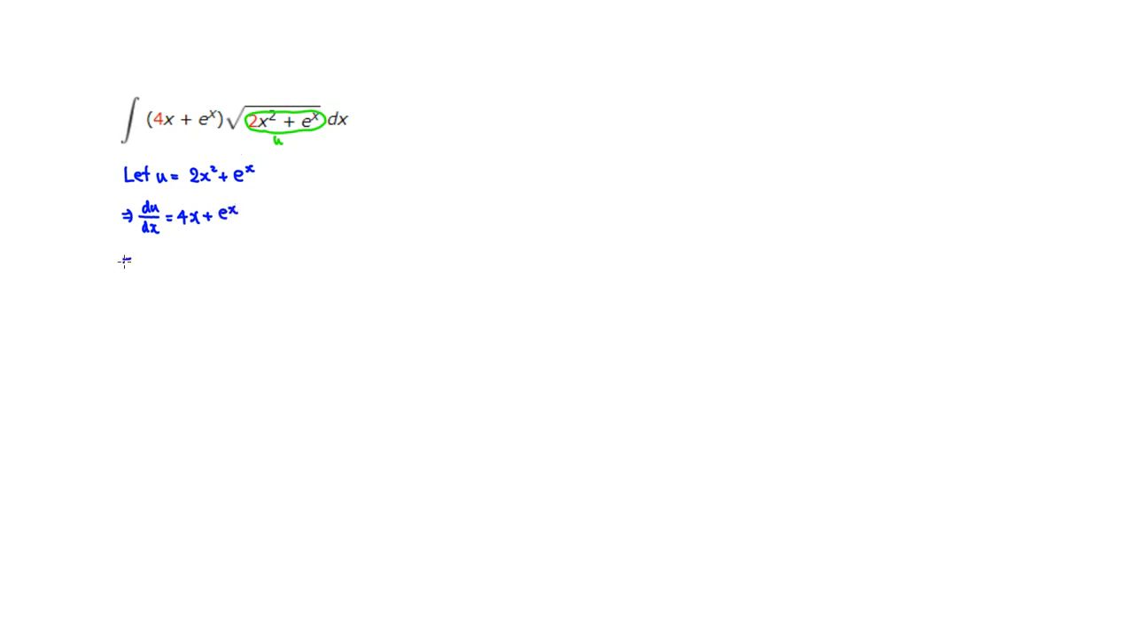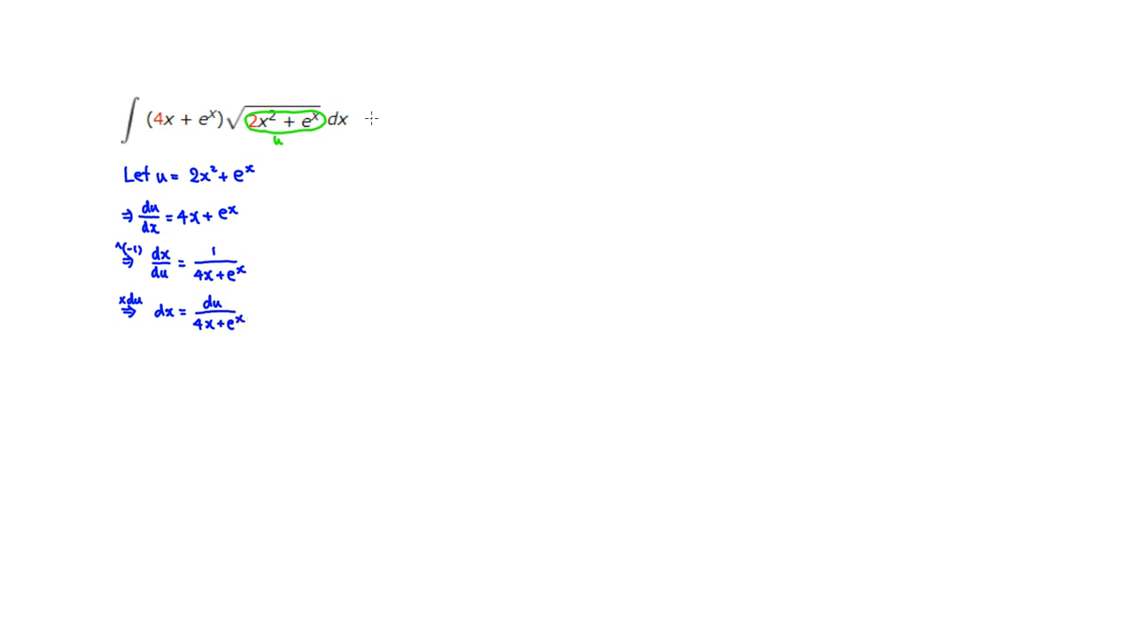Right? And then we're going to take the reciprocal of both sides. So you have dx over du is equal to 1 over 4x plus e to the x. All right, then we can just multiply through by du so that we can isolate dx. So dx is du over 4x plus e to the x.